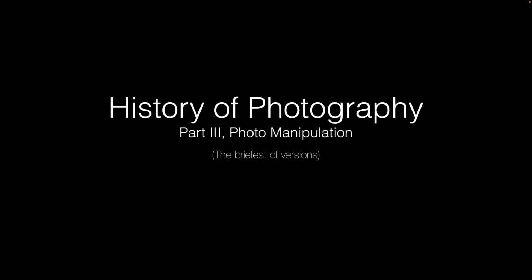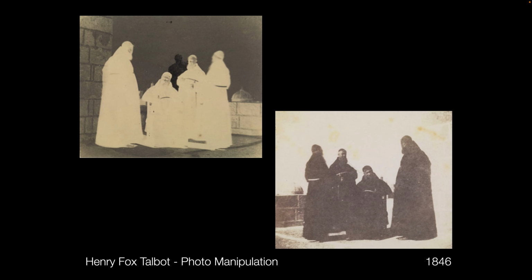This is part 3 of the briefest of versions of photo history, or the history of photography. And part 3 is about photo manipulation. So we're going to look at a few things about how photos have been manipulated over the history of photography. We all think about Photoshop as a new thing and causing this sort of rift in photography that nothing is real anymore. But as we find out throughout the history of photography, this has been happening.